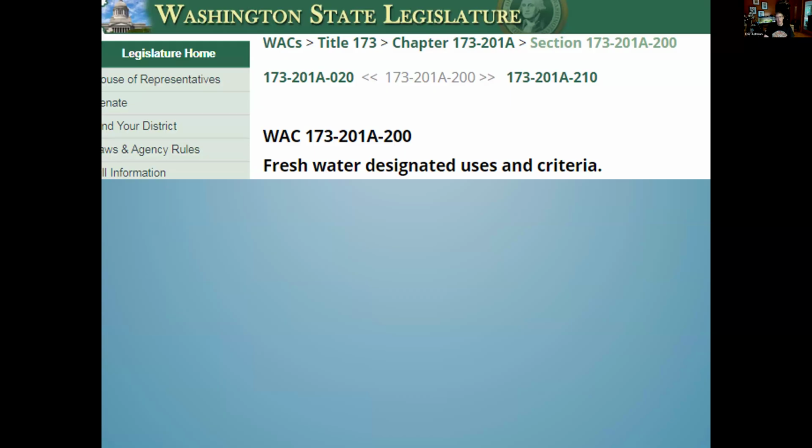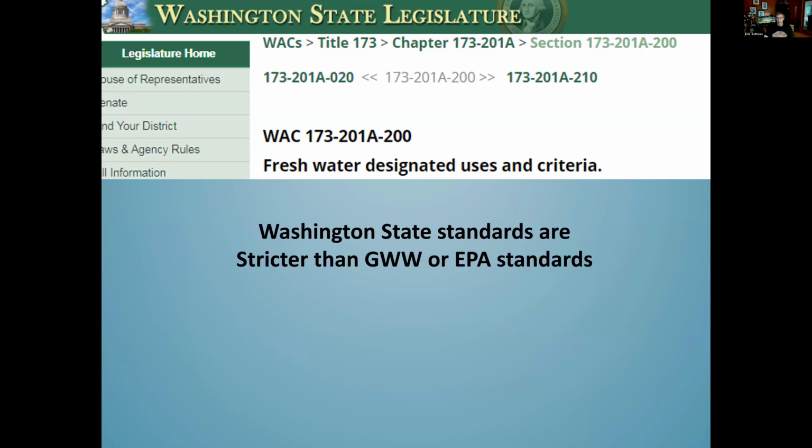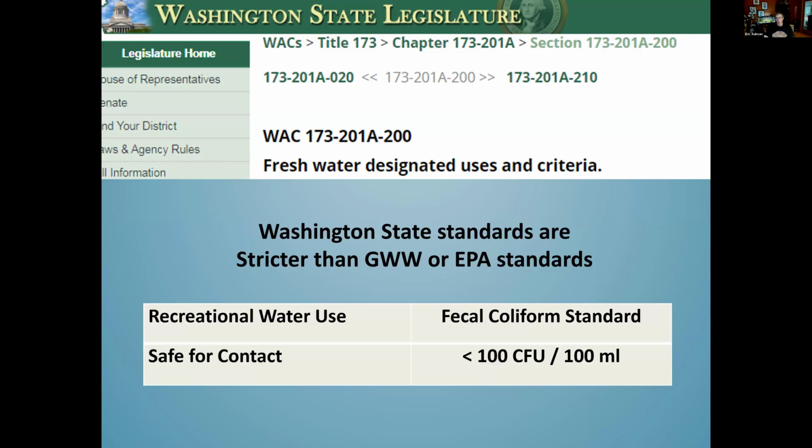In Washington State, we actually have much stricter standards. And so there's a section of the Washington State law, the Washington Administrative Code, this 173-201A-200, which is the freshwater standards. So this is essentially the legal standard in Washington State for water quality. And it addresses a number of different areas, but one of them is bacteria. And so the standard used to be a little bit more, not quite as strict as this, but essentially the standard now is they want to find it less than 100 CFU in 100 milliliters is considered safe.